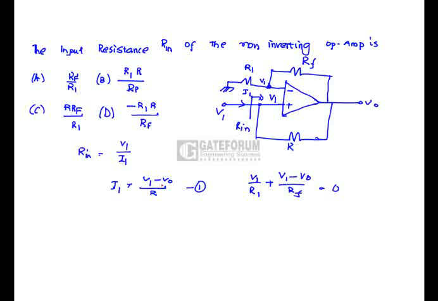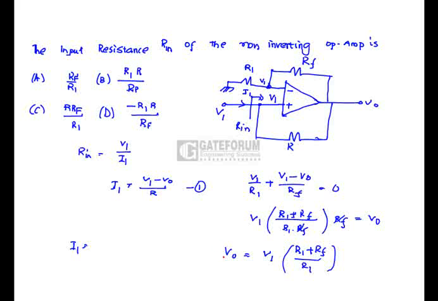So here we have to eliminate the V0 variable in equation 1 in order to get an equation only in terms of V1 and I1. So V1 R1 RF divided by R1 plus RF, this is RF, equals V0. So V0 equals V1 times R1 plus RF by R1.